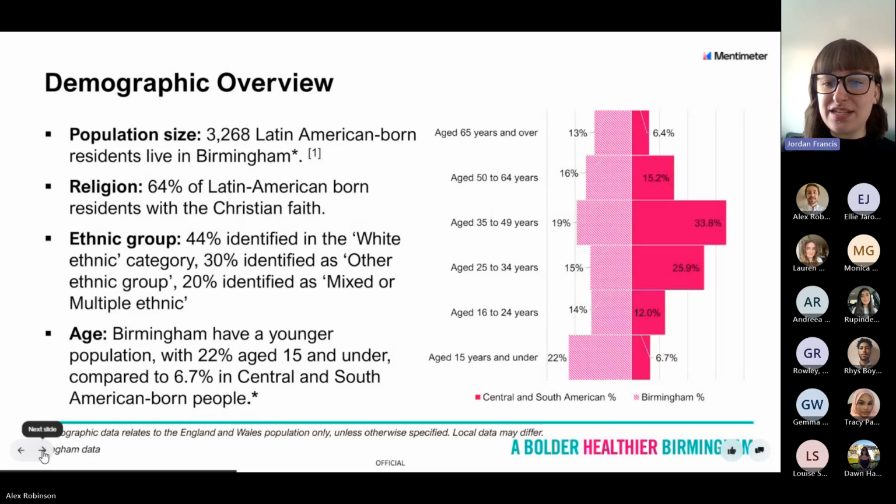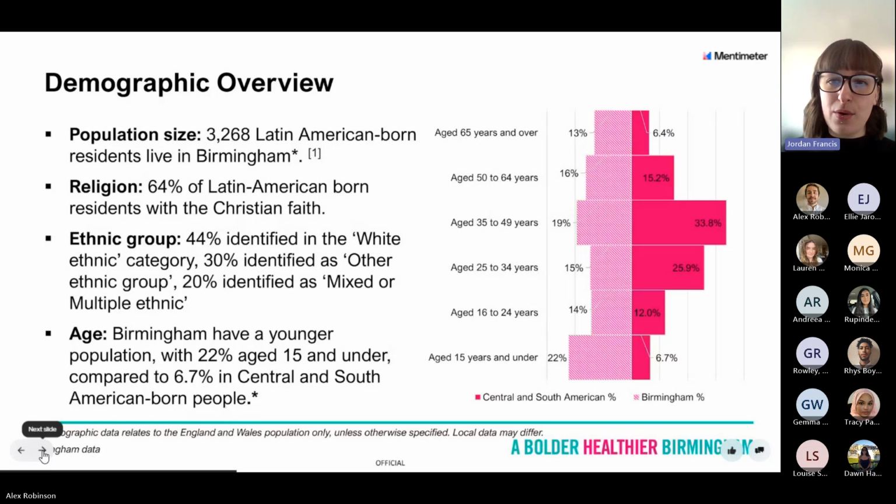When we look at the different demographic factors, so religion, the most common religion is the Christian faith, with about 64% of the Latin American born population identifying with this, which was higher than the Birmingham average, which I can't remember off the top of my head. In terms of ethnic group, there is going to be a significant variation depending upon the specific country of birth. But overall, 44% identified in the white ethnic category, 30% in the other ethnic group, and 20% identified as mixed or multiple ethnic groups. As I was saying, this is varying significantly depending on which specific country you're looking at.